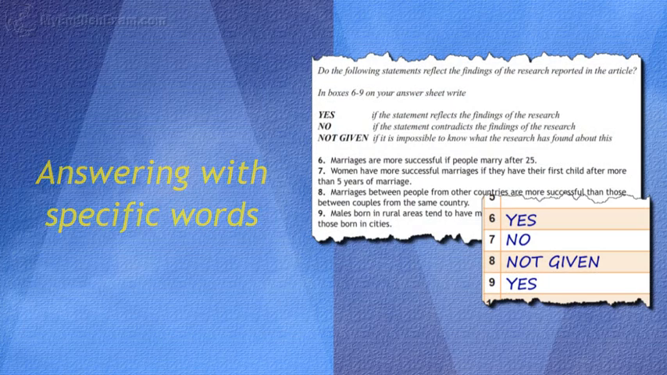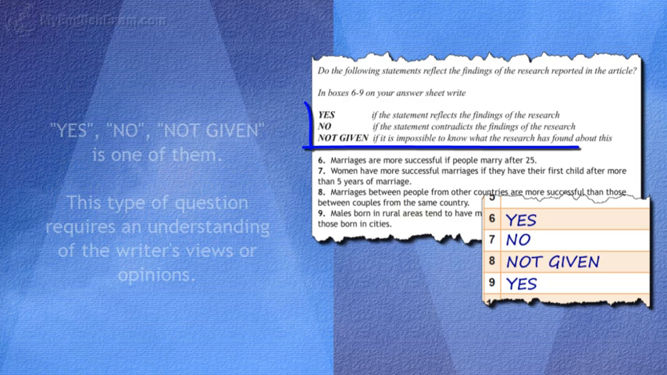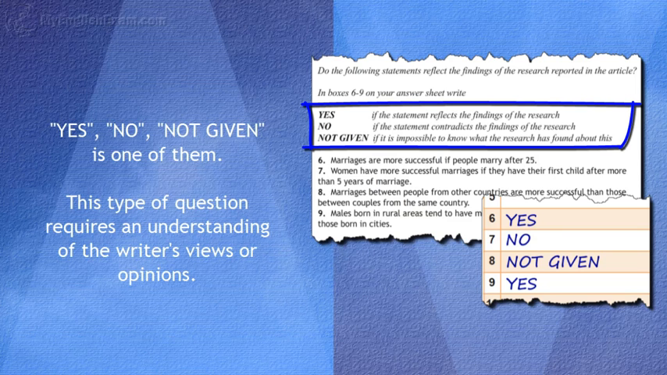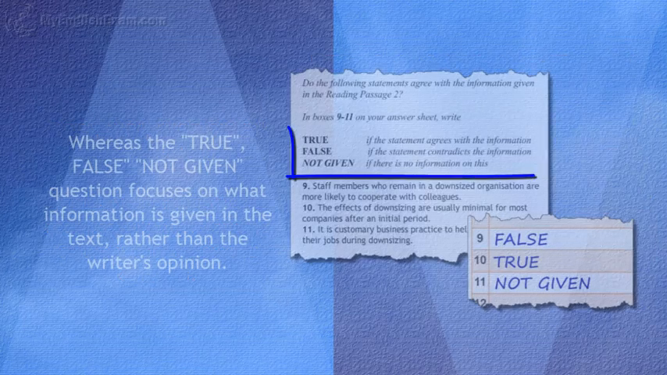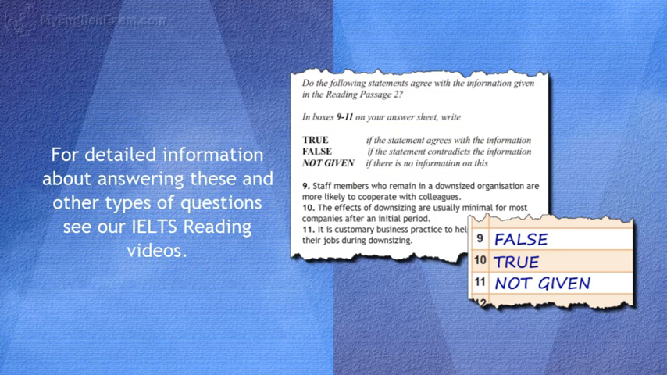Answering with specific words. There are 2 types of question that require the candidate to answer with specific words. Yes, no, not given is one of them. This type of question requires an understanding of the writer's views or opinions. Whereas the true, false, not given question focuses on what information is given in the text rather than the writer's opinion. For detailed information about answering these and other types of questions, see our IELTS reading videos.